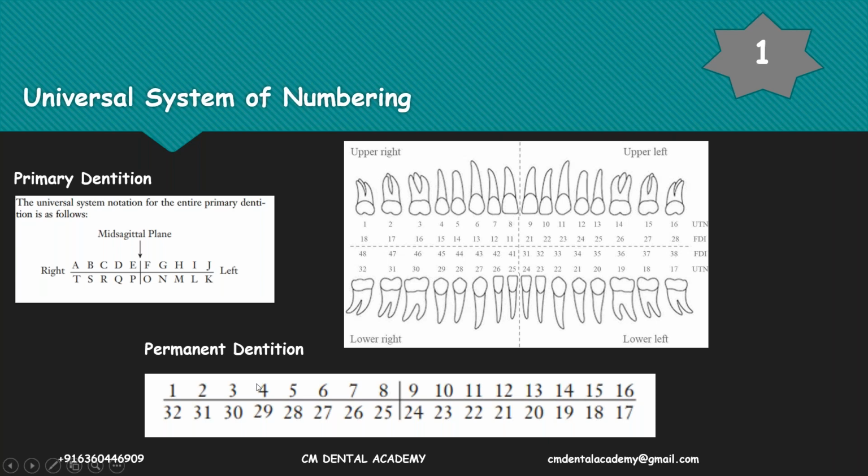In case of permanent dentition, alphabets are not used; rather, numbers are used. The same 32 teeth in permanent dentition are numbered from 1 to 32, starting from the right side: the third molar is 1, then the left side third molar in the upper jaw is 16, 1 to 16. On the same side, the left lower third molar is 17, until 32, the lower right third molar. So this is for the permanent dentition.